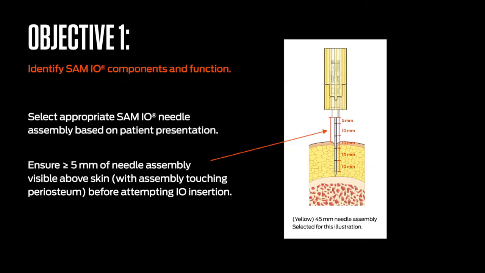At this point in the presentation, it's important to begin discussing needle assembly selection based upon overlying tissue depth at the insertion site. Ensuring that 5mm of catheter is visible above the skin is important.